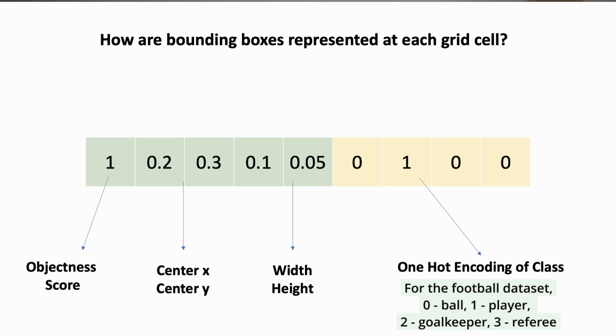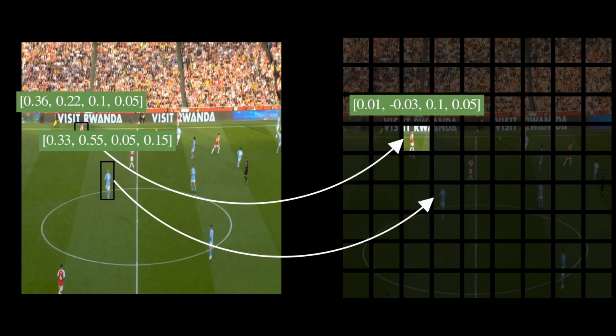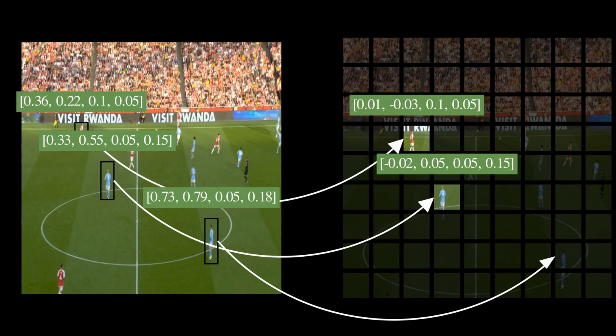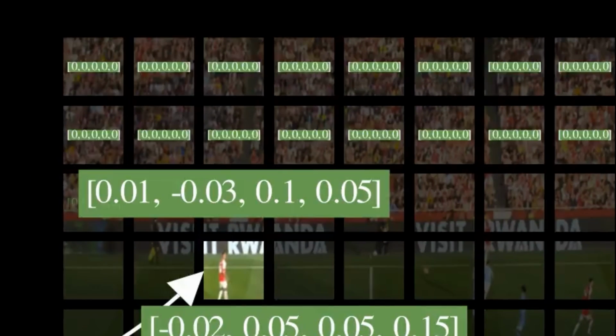For example, if it's a player object and the player index is 1, we will have 0, 1, 0, 0 as the one-hot encoding that will also be a part of this prediction. We will repeat the same process for all bounding boxes in our annotation list, creating a grid of 10 by 10 by 9, where the 10 by 10 are the number of rows and columns in the prediction space, and 9 is of course the bounding box vector we want to predict. For empty cells, we will just fill everything with zeros.